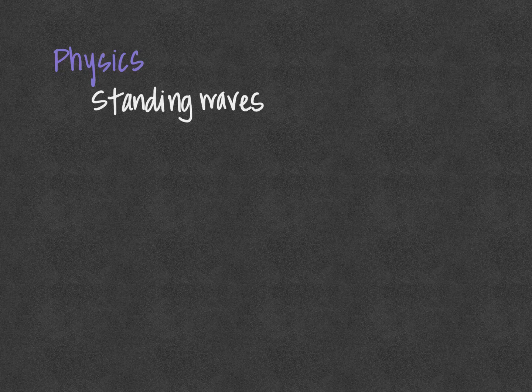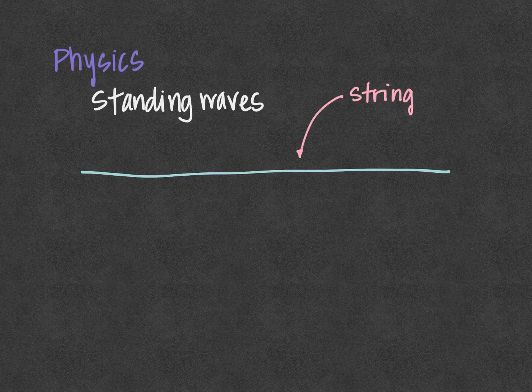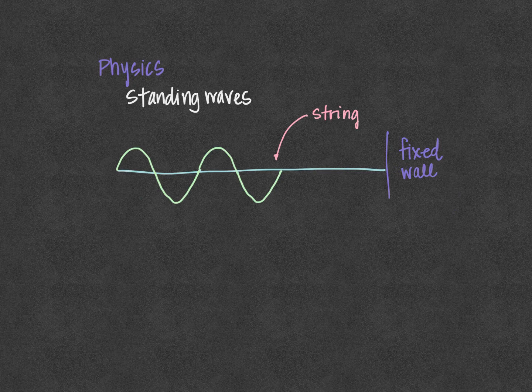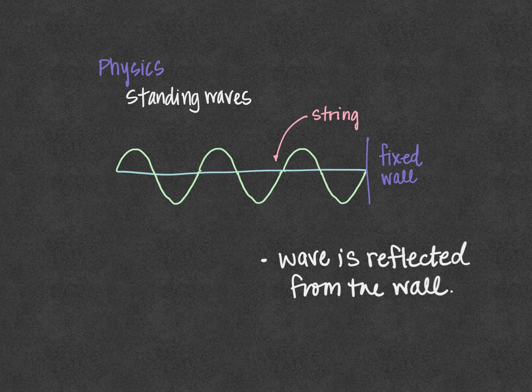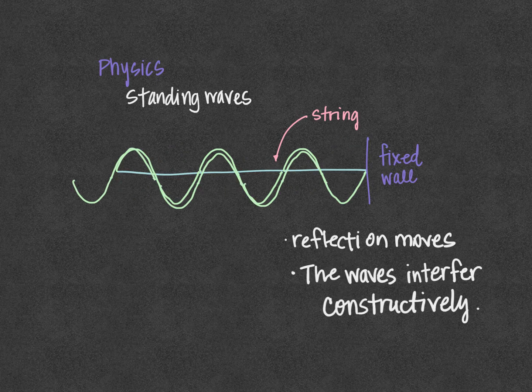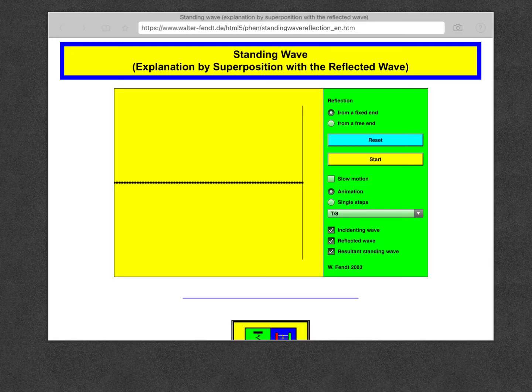Today we're going to define standing waves. Here's a string, and here is a wave on that string. And let's fix the end to a wall. And as that wave moves, it hits the wall, and it's reflected from the wall. And we see it come back. And as it comes back, it will interfere with the original wave.